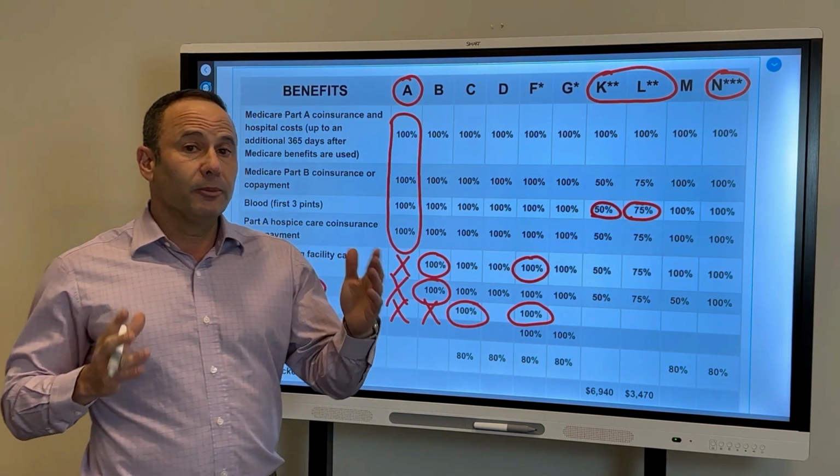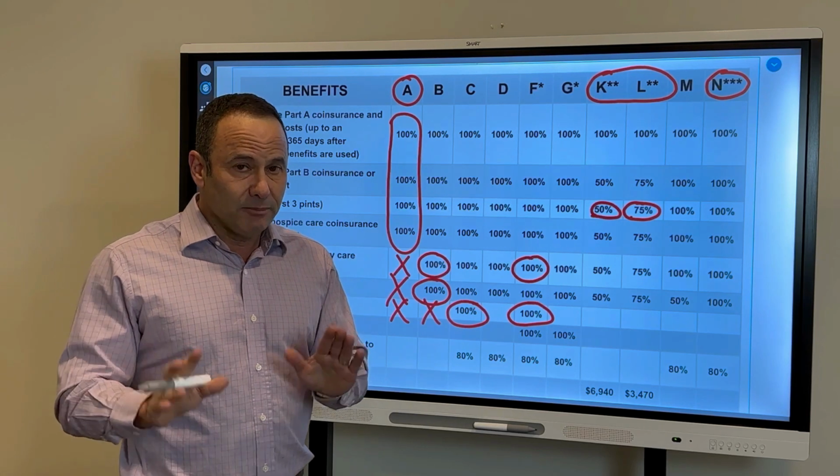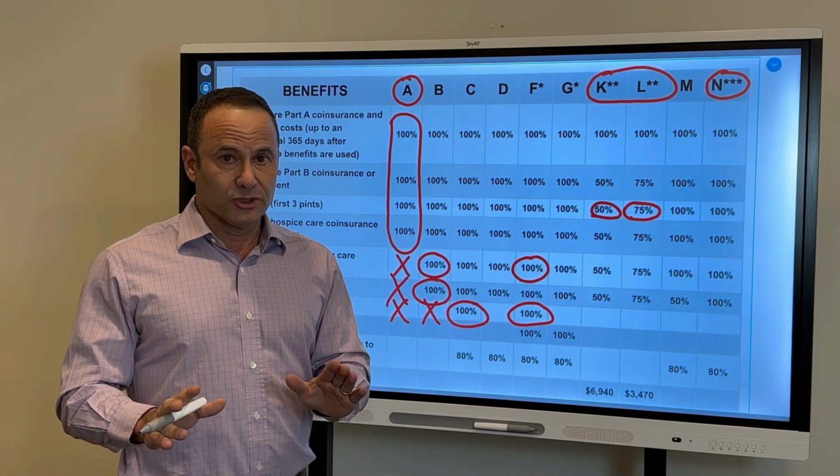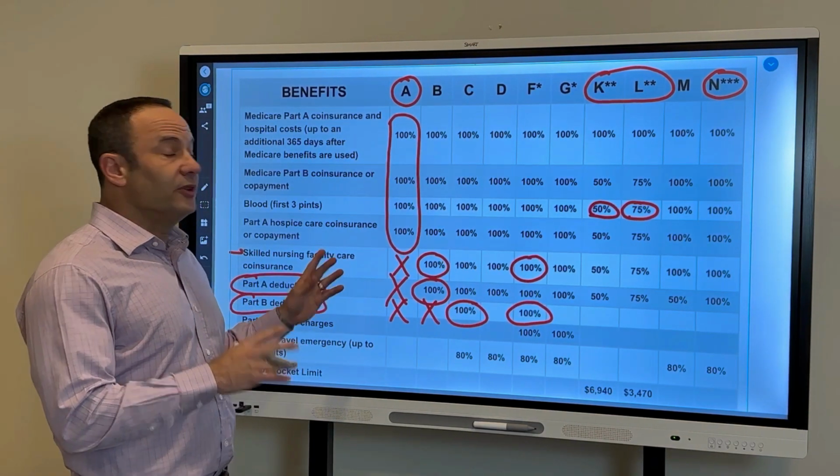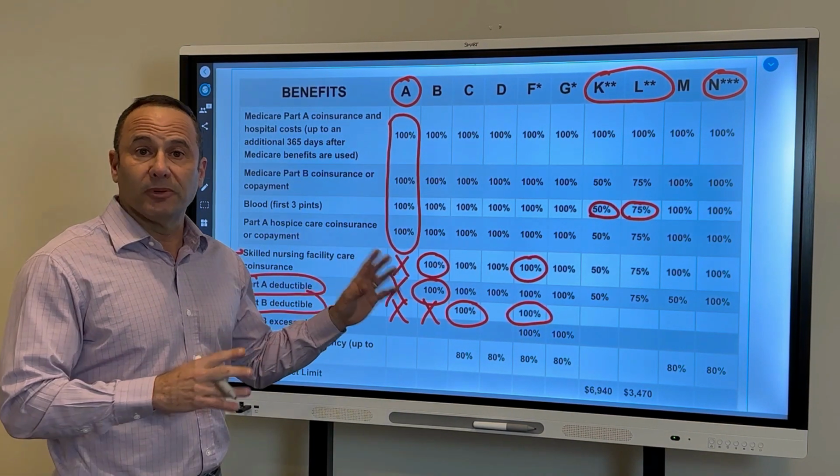Also, if you were to go into the emergency room and not be admitted into the hospital afterwards, then you're going to have a $50 copay. So we've just finished covering the basics of a Medicare Supplement plan chart.